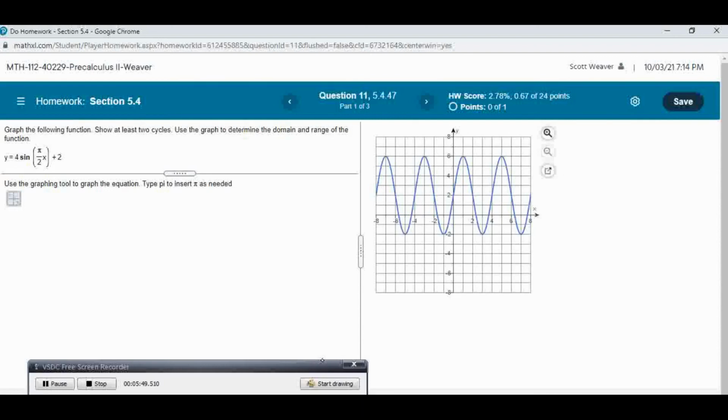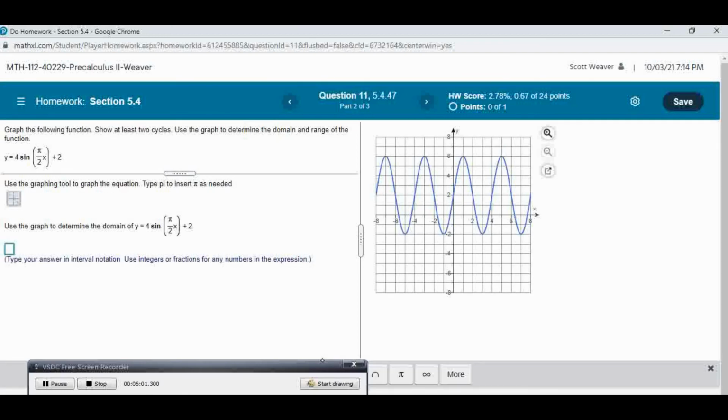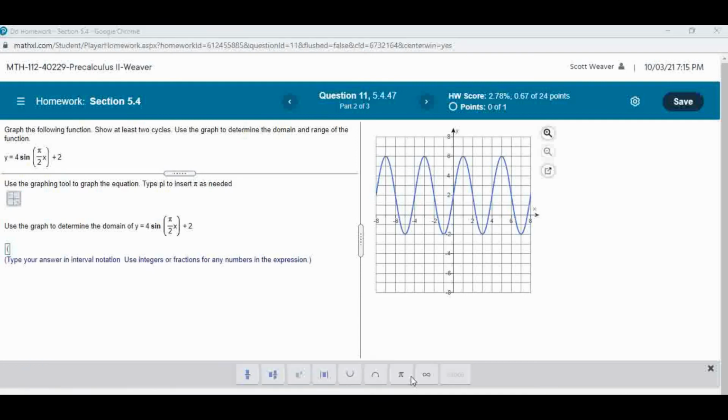Okay, so now we continue, and it asks us the next pieces of information. So it wants the domain and it wants the range. Now it says type your answers in interval notation. Now the domain of this function is negative infinity to infinity. So how do we type that? Well, we start with the parentheses in the usual fashion of domain and interval notation. And now down here, we've got these extra bits that we can use to put in.